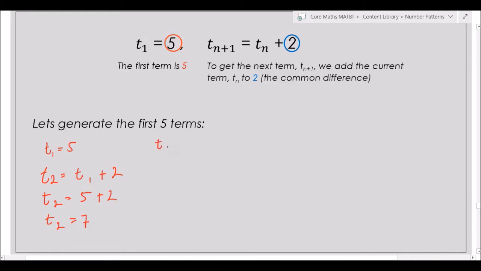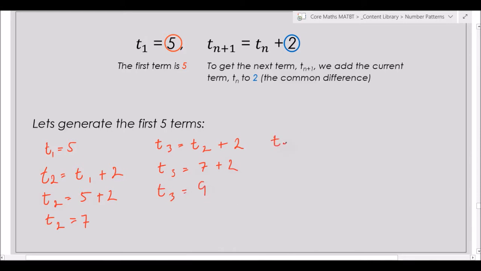Term 3, so let's do that. Term 3 will be equal to term 2 plus 2, which is your common difference. So term 3 is equal to 7 plus 2, which equals 9.